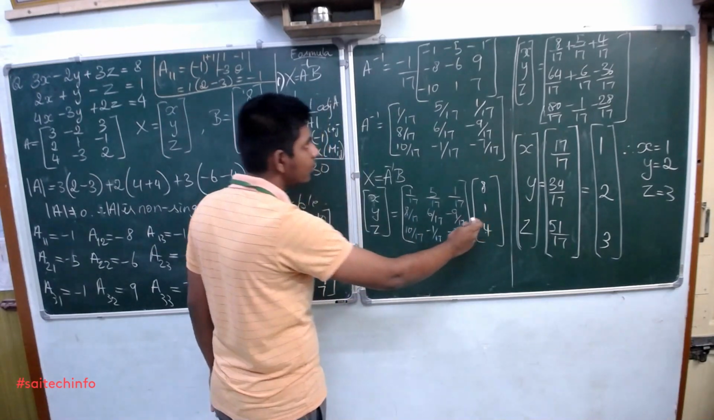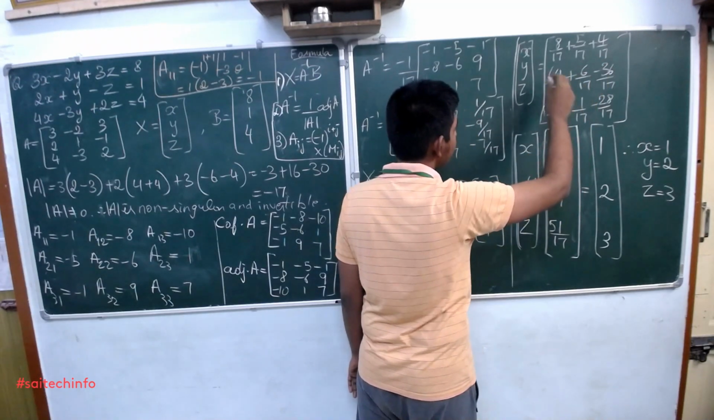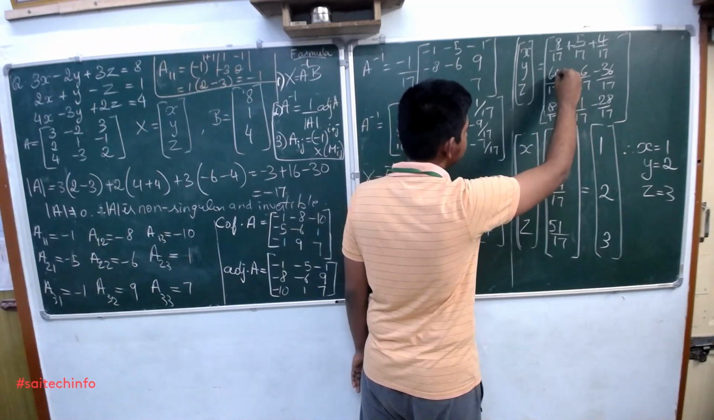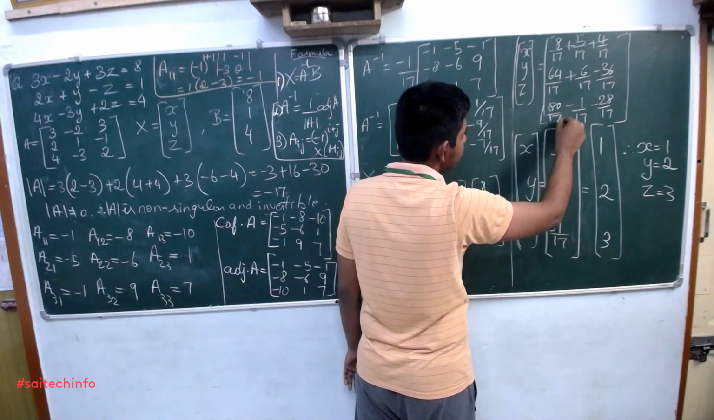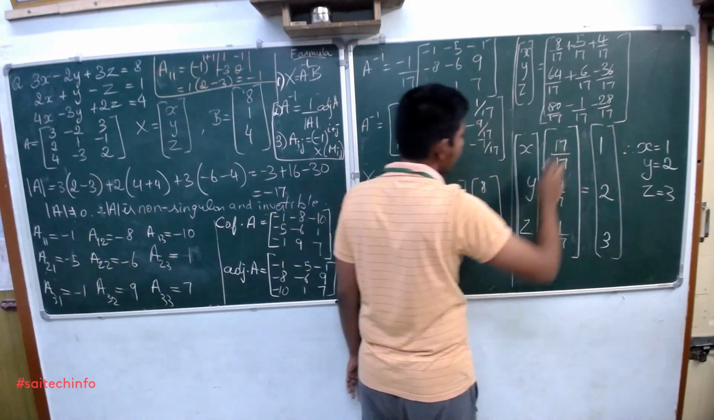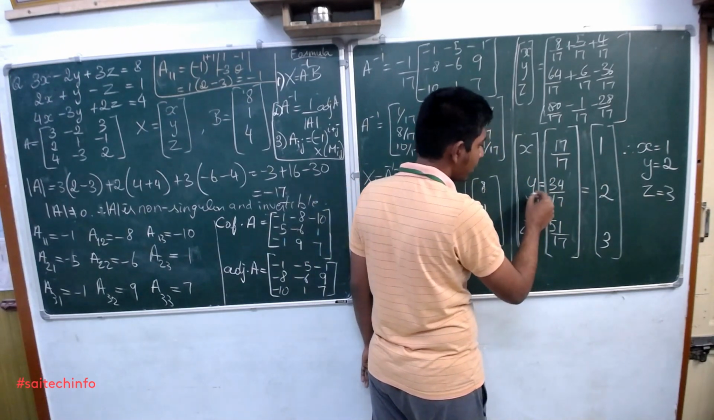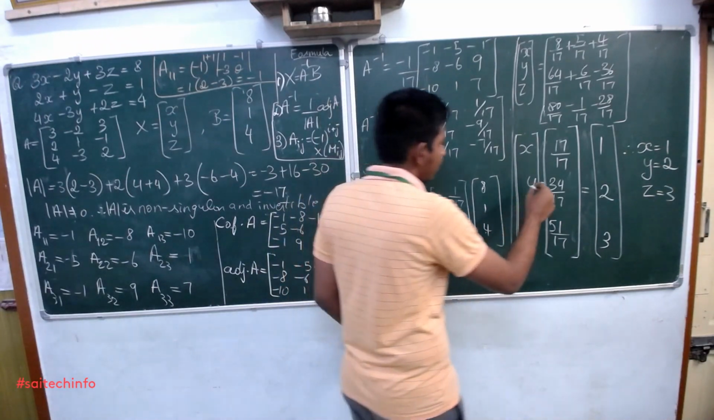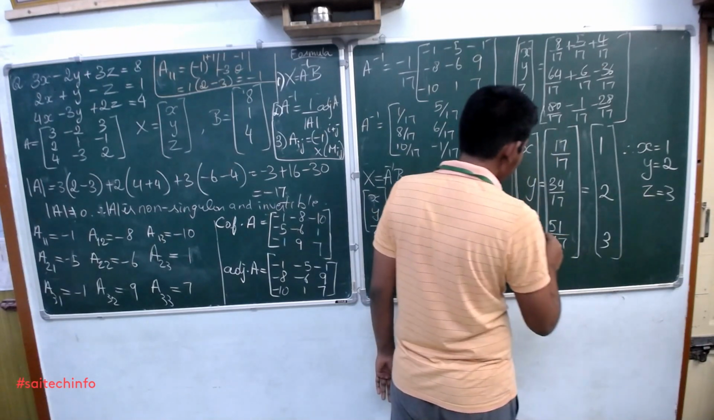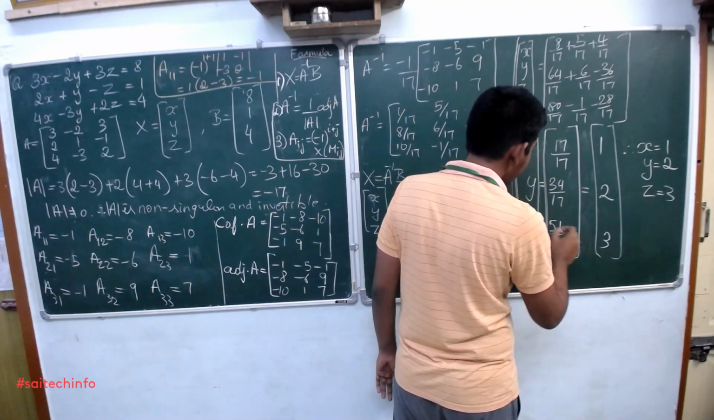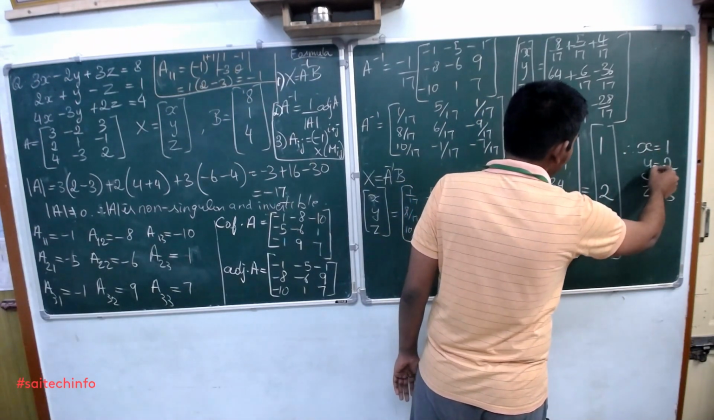By multiplying these two, we get x, y, z equal to 8 by 17 plus 5 by 17 plus 4 by 17, and for y, 64 by 17 plus 6 by 17 minus 36 by 17. For z, 80 by 17 minus 1 by 17 minus 28 by 17. After calculating this, we get x as 17 by 17, which is equal to 1. For y, we take 34 by 17. Therefore, we get the y value as 2. And for z, we get 15 by 17. So therefore, z equal to 3. So in the end we can understand that x equal to 1, y equal to 2, z equal to 3.